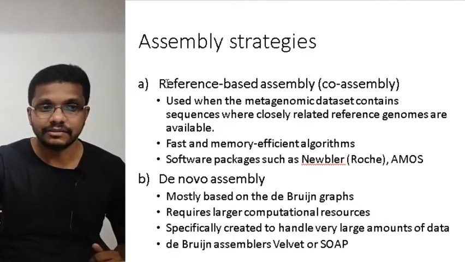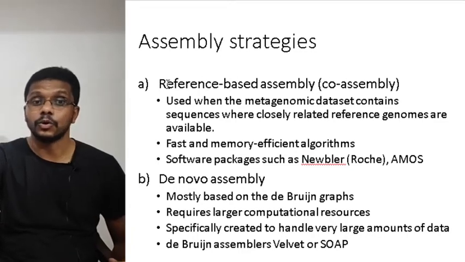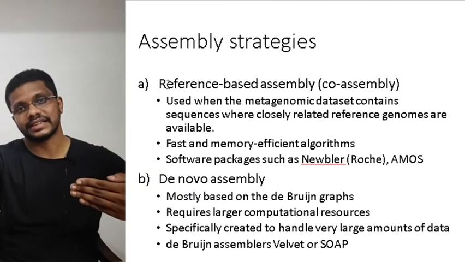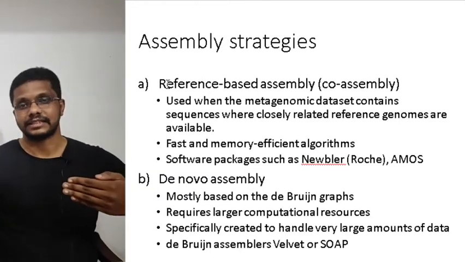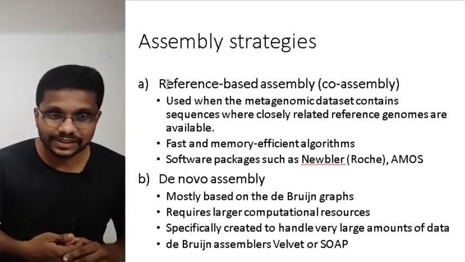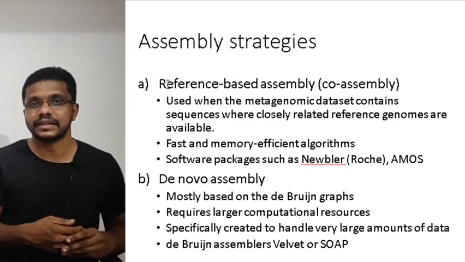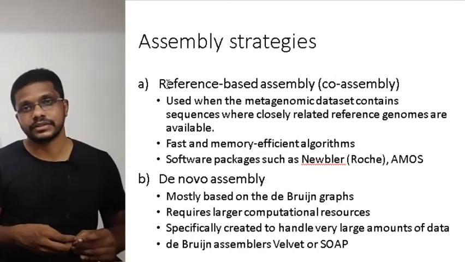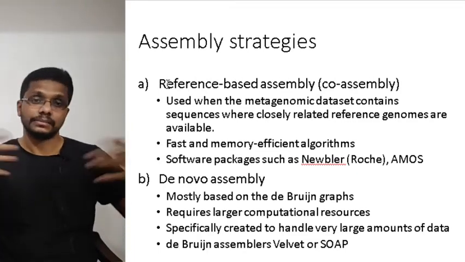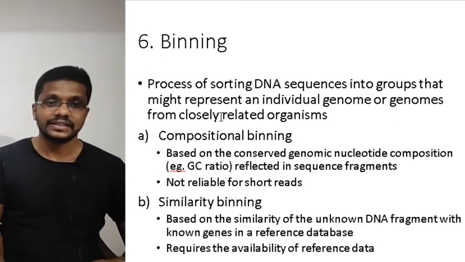To avoid that, we have different assembly strategies. One is called the reference-based assembly strategy or co-assembly, in which the metagenomic data is combined with closely related data. So based on the reference data, we are doing the assembly. In de novo assembly, most techniques are based on the de Bruijn graph method, in which there is a set of rules governing the assembly of the different strands.